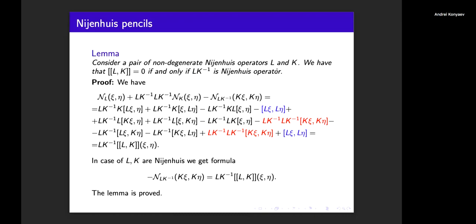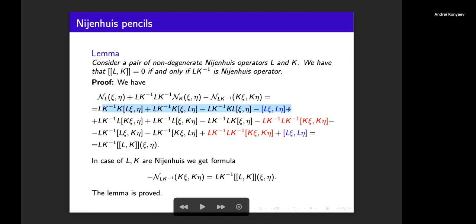Well, the proof is straightforward. It's not complicated. We take the sum of three tensors. The first tensor is simply a Nijenhuis tensor, and I take this tensor. It is a tensor in L, and you see between these two L's, I add k to the power minus one, k. So if I get rid of k's here, I get simply the formula for Nijenhuis torsion.